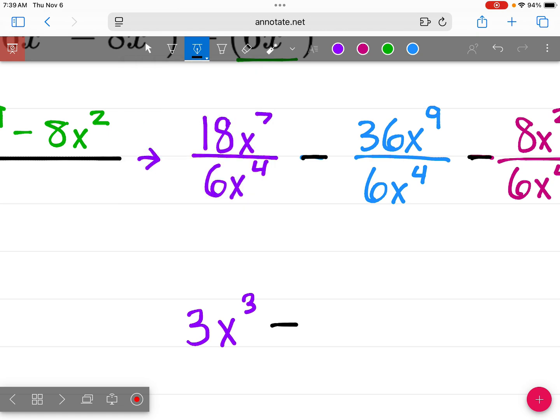We've got 36x to the 9th over 6x to the 4th. What's 36 divided by 6? 6. x to the 5th. 5. Good. 9 minus 4 gives us 5. 9 x's over 4 x's will leave us with 5 that didn't cross out. But however works for you.